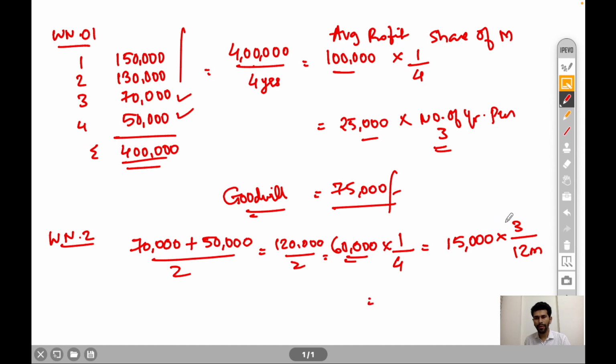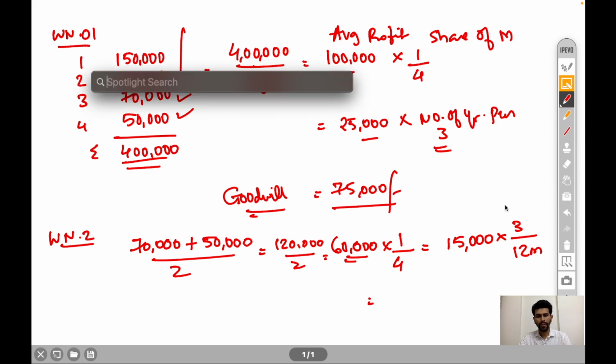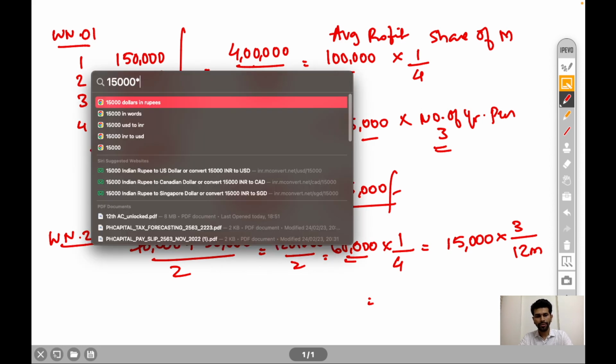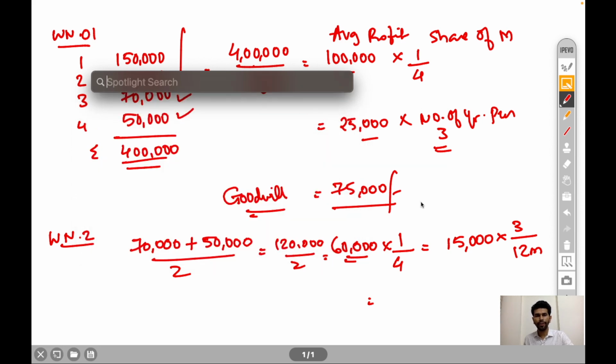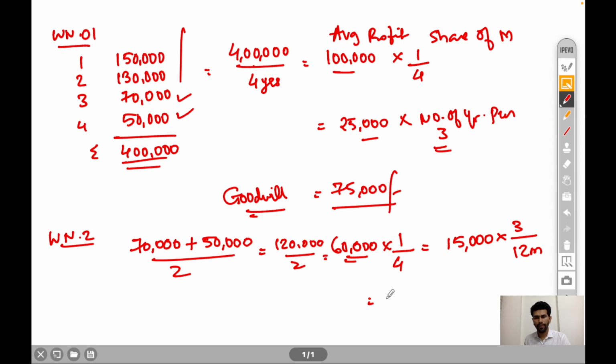So amount will be 15,000 multiplied by 3 by 12. 3,750 rupees is the share of Mukta in profit. And now first effect will be partners capital account credit side.